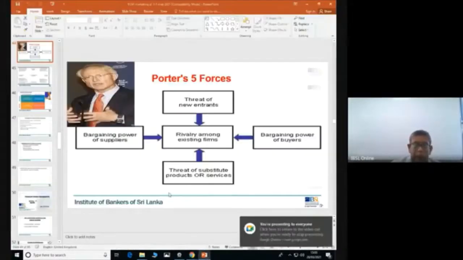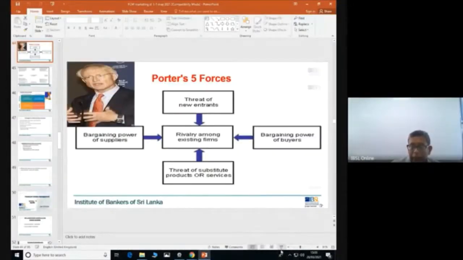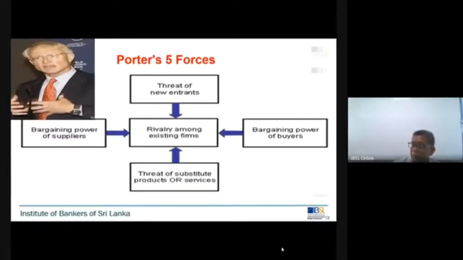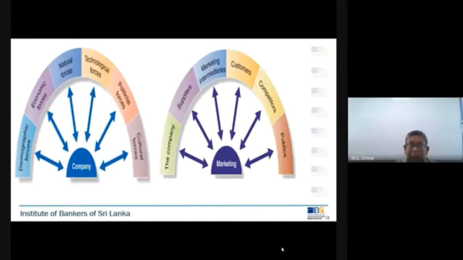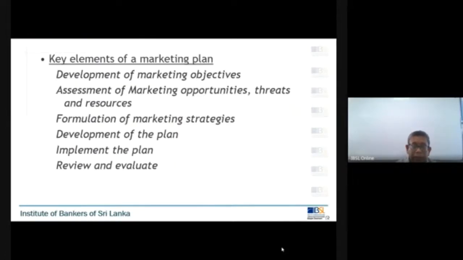So we will continue where we have left last time. Less crowd, huh? Right. So we will continue where we have left last time. We discussed the key elements of marketing plan, right?